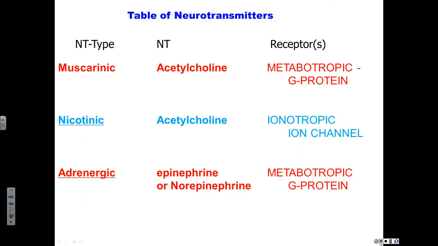So let's go back once more. Because I guess there was a little bit of confusion. So here are the neurotransmitters that you have to know: acetylcholine and epinephrine. The receptors can be metabotropic or ionotropic, and if it's epinephrine, they're all metabotropic and they're all adrenergic. If it's acetylcholine, they can be ionotropic and then they're nicotinic, or they can be metabotropic and then they're muscarinic. And those are very common words you're going to hear a lot of.